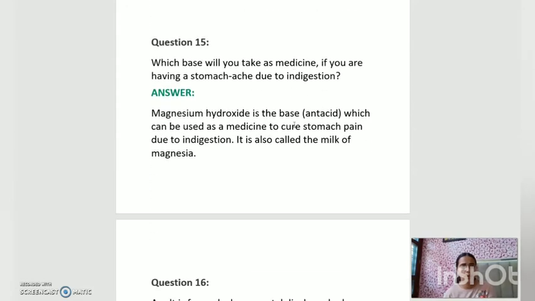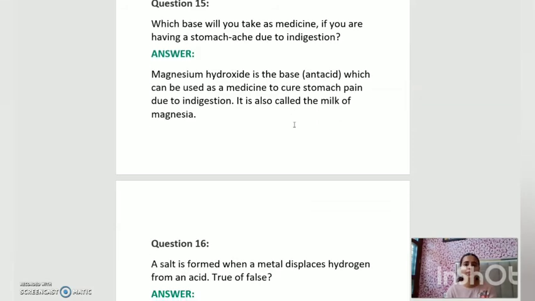Question number 15 says, which base will you take as medicine? Now they are asking which base will you take as a medicine if you are having a stomach ache due to indigestion. So which base will you take at that time? We will take antacid, right? Magnesium hydroxide is the base, student, that is antacid, which can be used as a medicine to cure stomach pain due to indigestion, right? So this is the base.